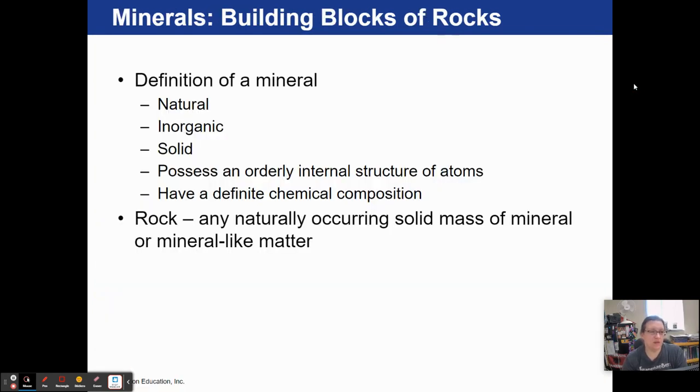So to get started, minerals are building blocks of rocks. So we're going to be looking at minerals in chapter 2 and then move on to rocks in chapter 3. So a mineral is natural, inorganic, a solid, possesses an orderly internal structure of atoms, and has a definite chemical composition. A rock is any naturally occurring solid mass of mineral or mineral-like matter. So you need minerals to make rocks.